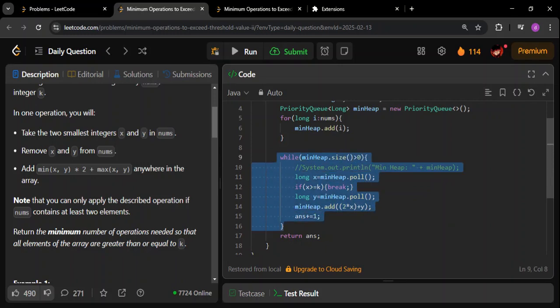This will keep continuing till the size of the heap is 0, or we are breaking from it. These are the only two places where this loop can break. As simple as that. And finally, we are returning the answer.